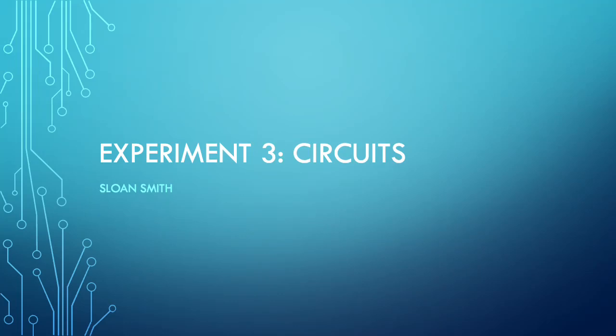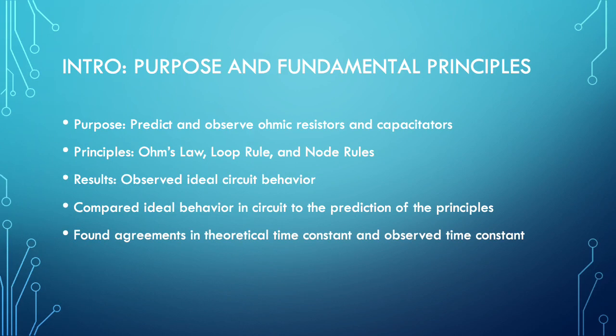Hi, my name is Sloan Smith, and this is Experiment 3, Circuits for Physics 2212. The purpose was to predict and observe ohmic resistors and capacitors in our circuit. The principles we used were Ohm's law, the loop rule, and the node rules.